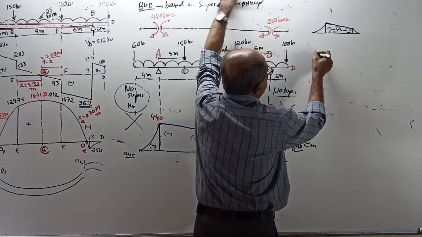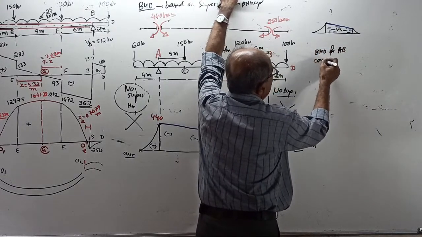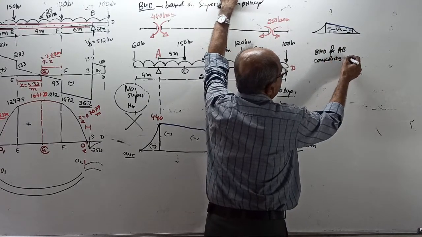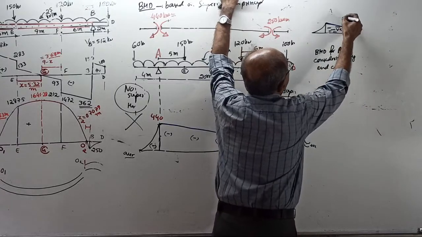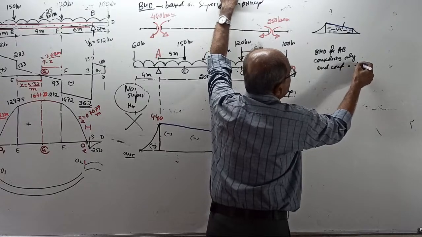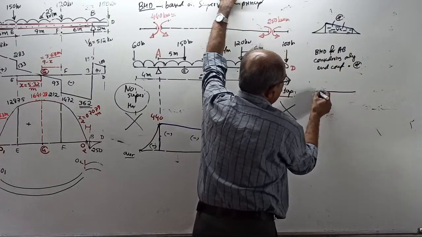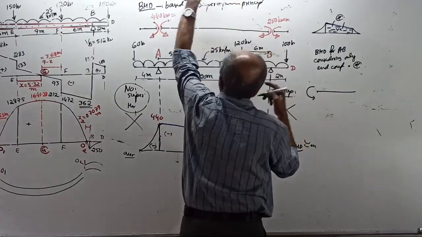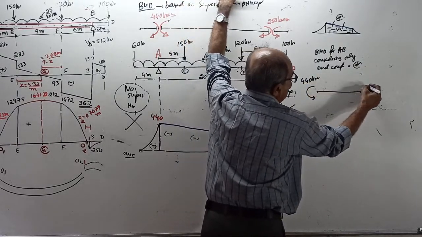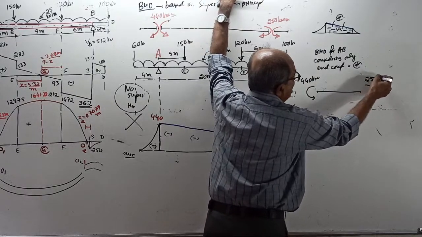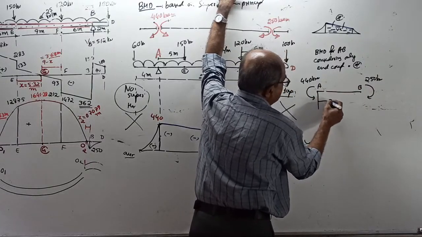You consider the bending moment diagram for AB considering only end couples. These are the end couples. Write the beam here: one anti-clockwise couple of 440 kilonewton meter here, and a clockwise couple of 250 kilonewton meter here. This is A, this is B. Now the span is 20 meter.